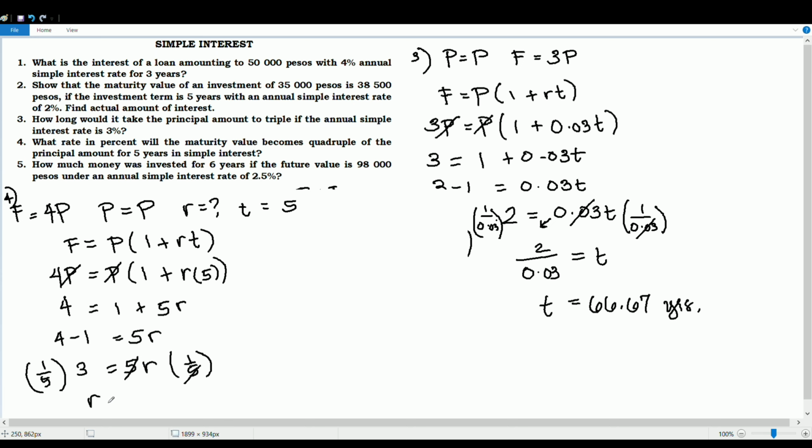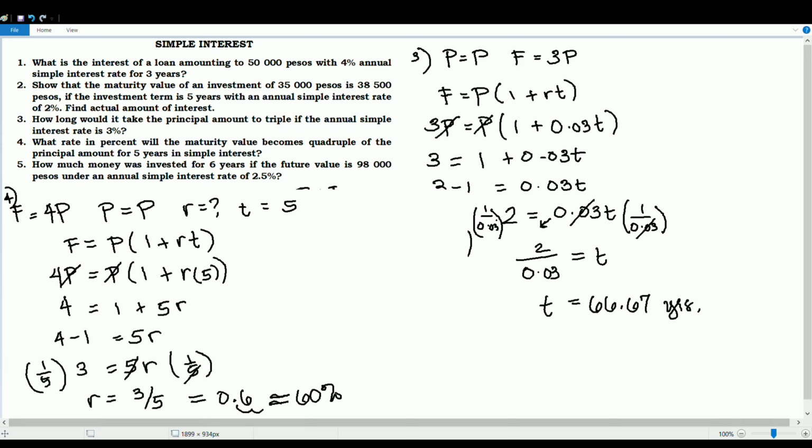will give us R equal to 3 over 5, which in decimal form, that's 3 divided by 5 equal to 0.6. And then we have to convert this into percentage because the question is what rate in percent. Moving the decimal point twice to the right, it will become 60%. So we will be having 60% in order to make the maturity value 4 times the given principal amount that we have for 5 years. That's 4 times the principal amount.